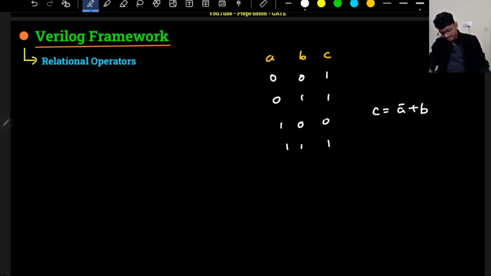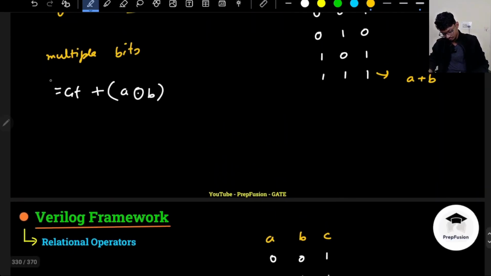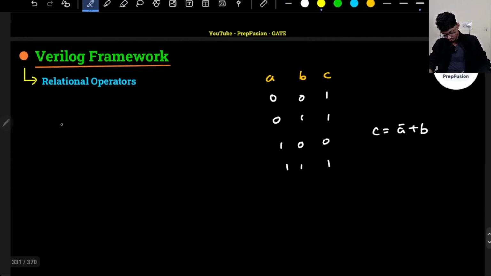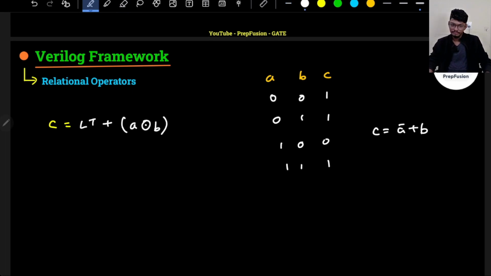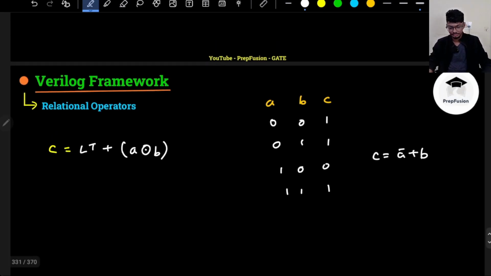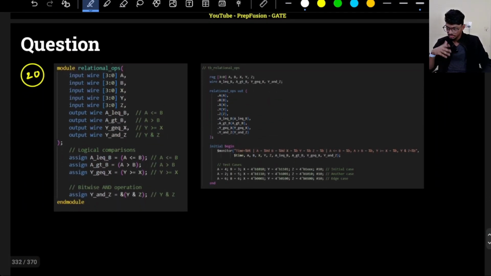So if you have multiple bits, again you can do the same thing. Here, this should be a C. Okay, so your C is basically what? First I will check the less than condition, less than operator, then what I will do, OR with the equality. If they are equal, then this will evaluate true. So again it will be A XNOR B. Okay, they will evaluate true. That's it. That's the logical expression. So for this you have the homeworks. You can solve the homeworks.